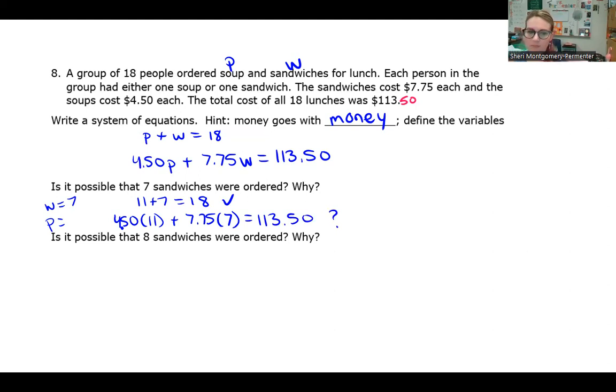So we're going to go check these answers. So we're going to have to do 450 times 11, and you might need to jot it down because we just have a simple function calculator. And then we need to do 775 times 7. What do you get as your total? 103.75. Is that 113.50? No, that one does not work.